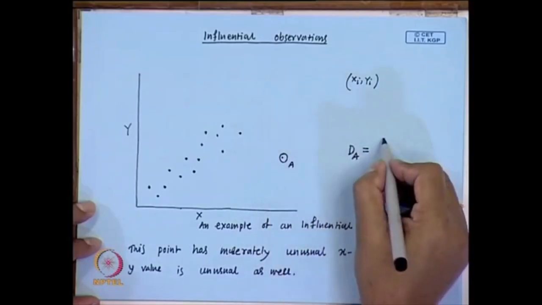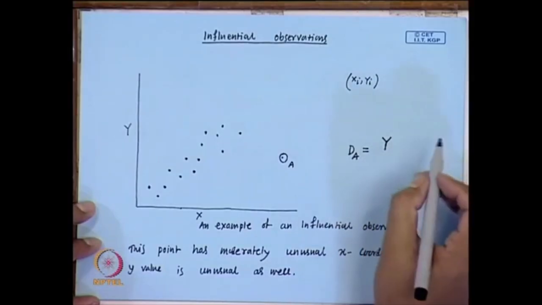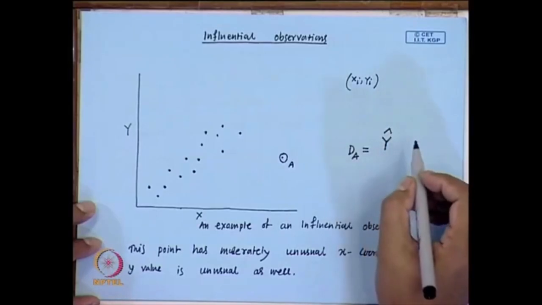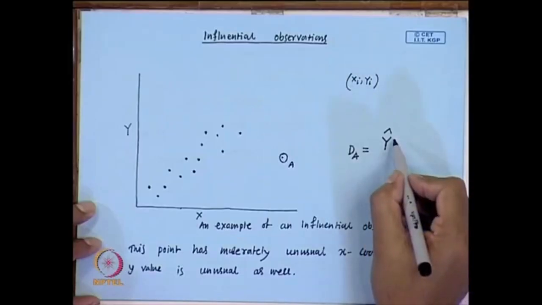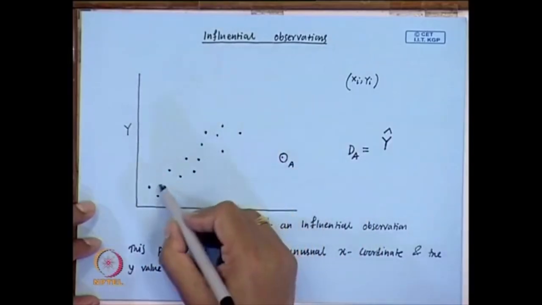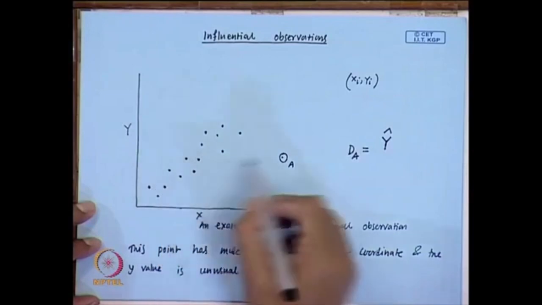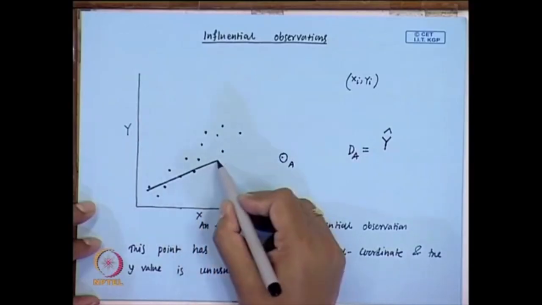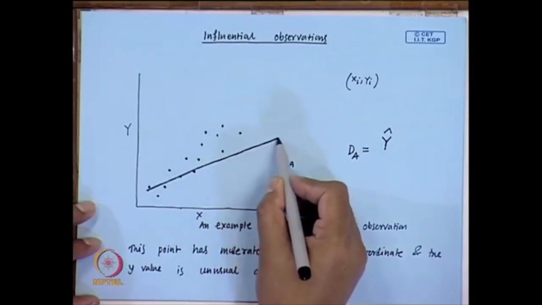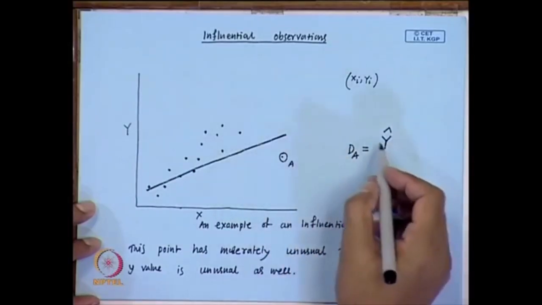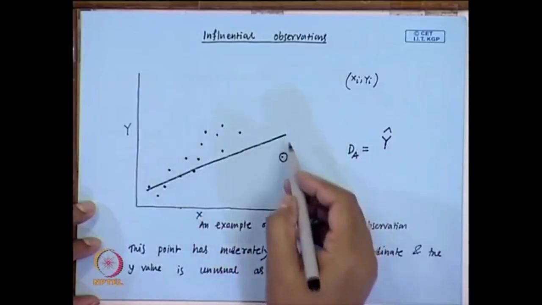First you compute the Euclidean distance between y hat and y a hat. So, y hat is the fitted response based on all the observations. If you consider all the observations, then the model will get influenced by this observation and the fitted model may look like this.